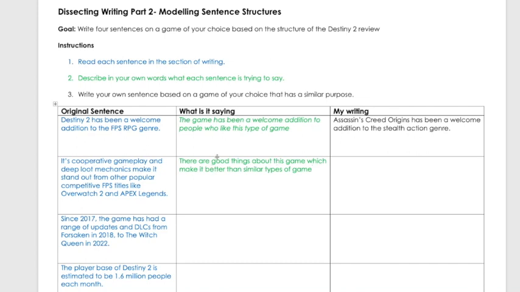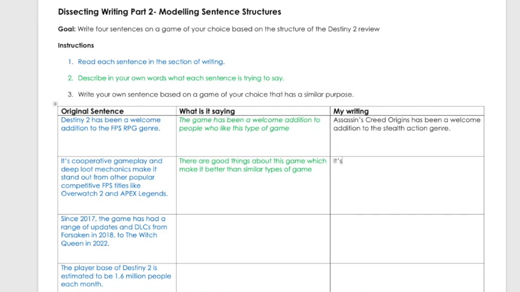mechanics. When I move over to my writing, I have to ask myself, are the good things about Assassin's Creed the same as the good things about Destiny? Now, I think they're probably not. So let's see how we can adapt the purpose of this sentence to suit my game.